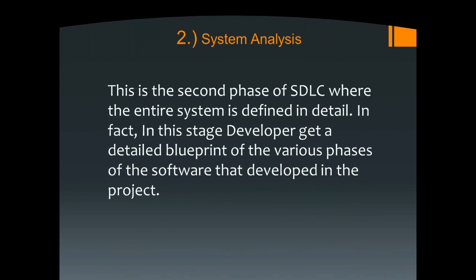And the second is system analysis. This is the second phase of SDLC where the entire system is defined in detail. In this stage, developers get a detailed blueprint of the various phases of the software that will be developed in the project. At this stage, the system is divided into smaller parts to make it easier and more manageable for the developers, designers, testers, project managers, and the other professionals who are going to own the software in the later stage.